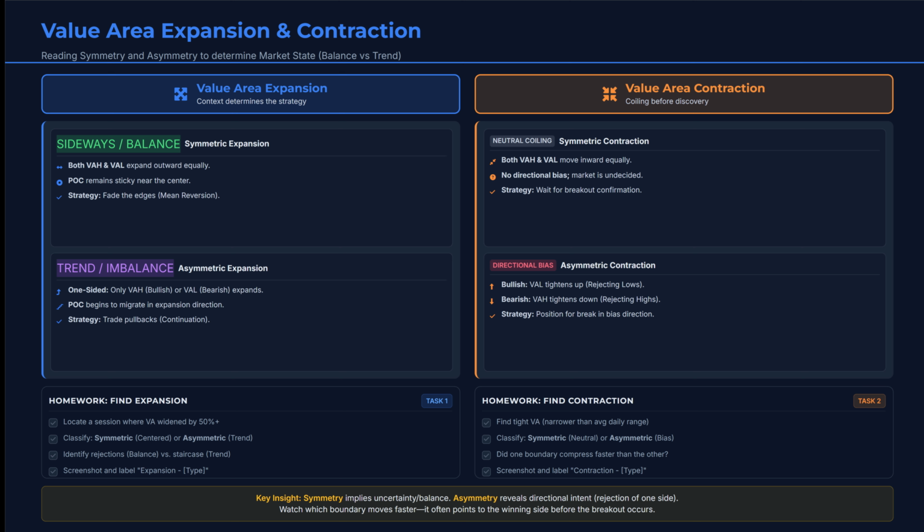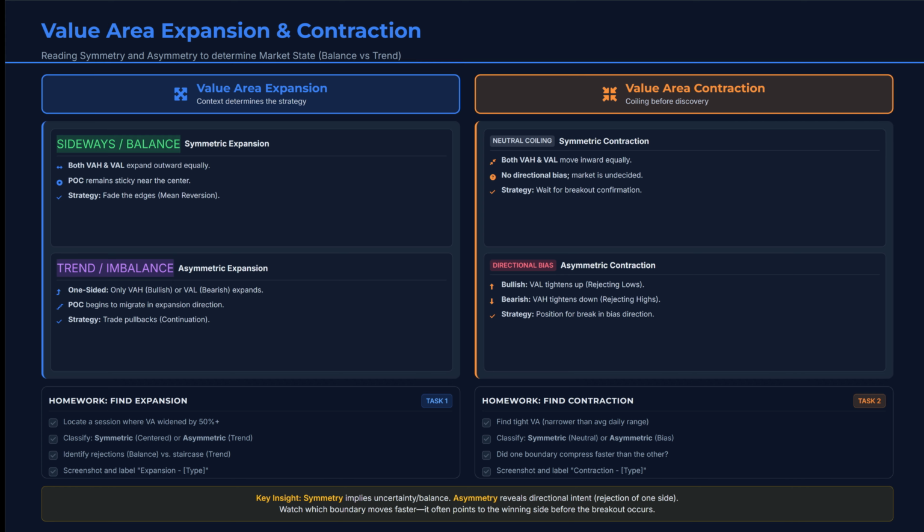Fourth, low volume nodes are left behind. As price moves quickly through certain levels, LVNs form in the wake of the trend. These gaps in the volume profile show where price wasn't accepted and moved fast. LVNs often act as continuation zones on pullbacks. Fifth, breaks and holds beyond boundaries. In asymmetric expansion, price doesn't rotate back into the value area after breaking out. Instead, it breaks the VAH or VAL and holds beyond, establishing a new higher or lower value area.